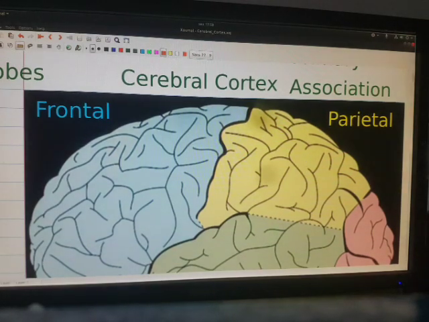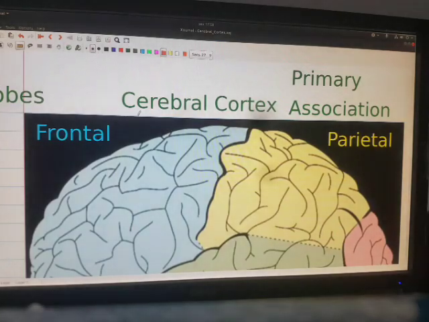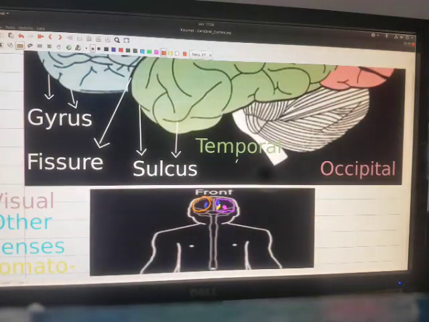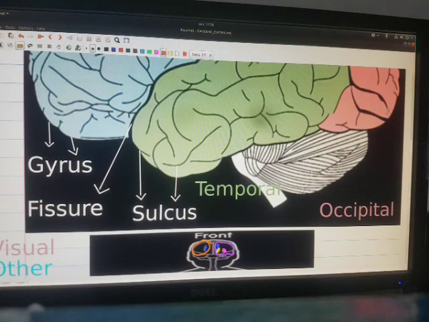The cerebral cortex is divided into lobes, and the lobes have their names because of the bones. So the frontal lobe will be near the frontal bone. So this is the frontal one, the blue one. The yellow one is the parietal. The green one is the temporal. Here's the temporal, and here's the occipital.